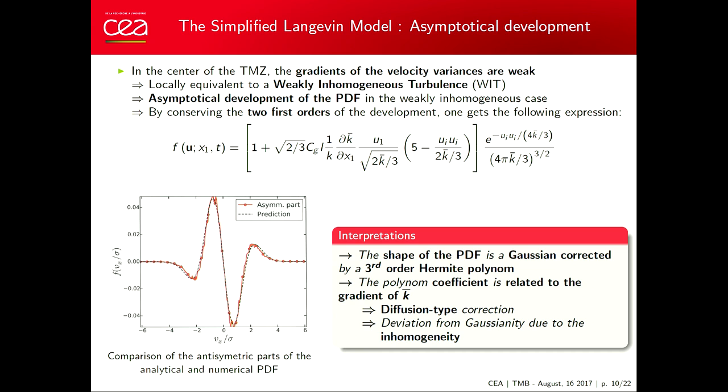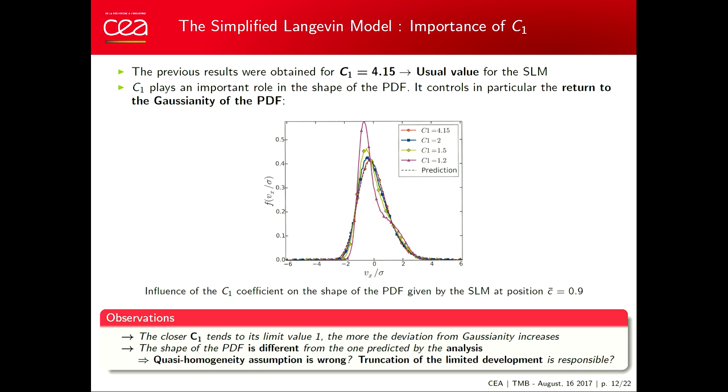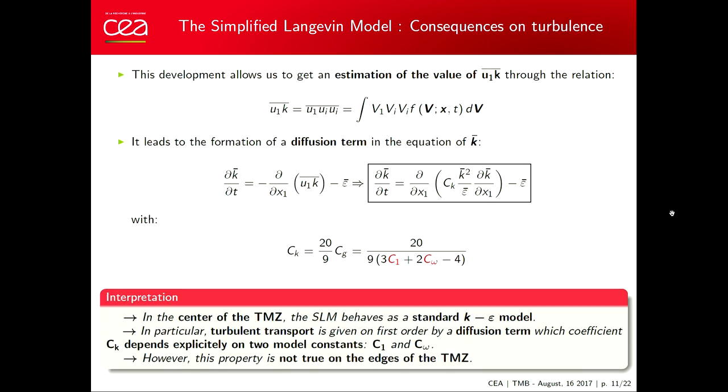Now, if we focus on this expression, we can see that the shape of the PDF is a classical Gaussian with this term, but corrected by this term, which is a third order Hermite polynomial. The coefficient of this polynomial is related to the gradient of the kinetic energy, which means that we have a diffusion type correction and that the deviation from Gaussianity is due to the inhomogeneity in the flow.